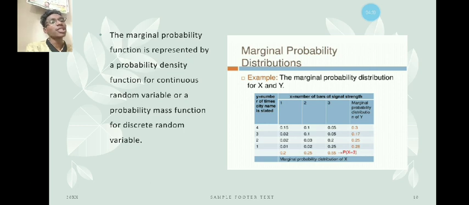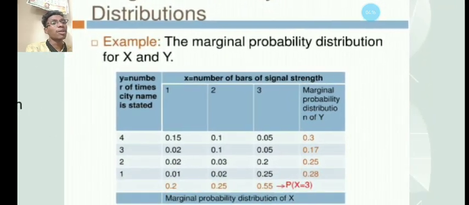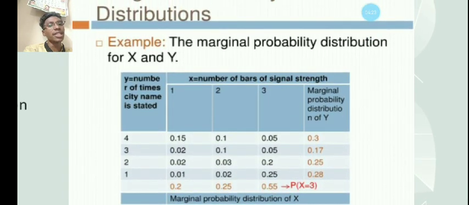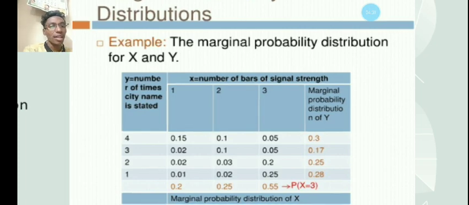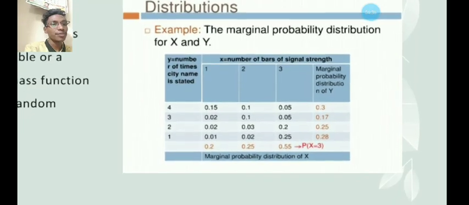Marginal probability distribution. Example, I will zoom in: the marginal probability distribution of X and Y, where Y equals the number of times the city name is stated, 4, 3, 2, 1, and X is the number of bars of signal strength. Here we can see this is an example of a marginal probability.